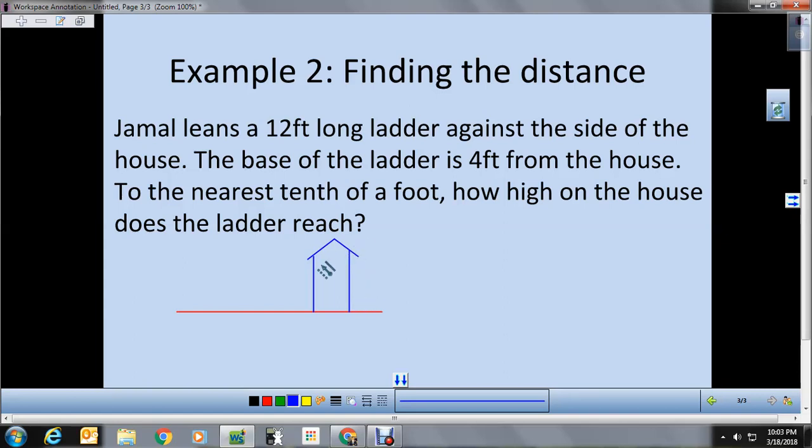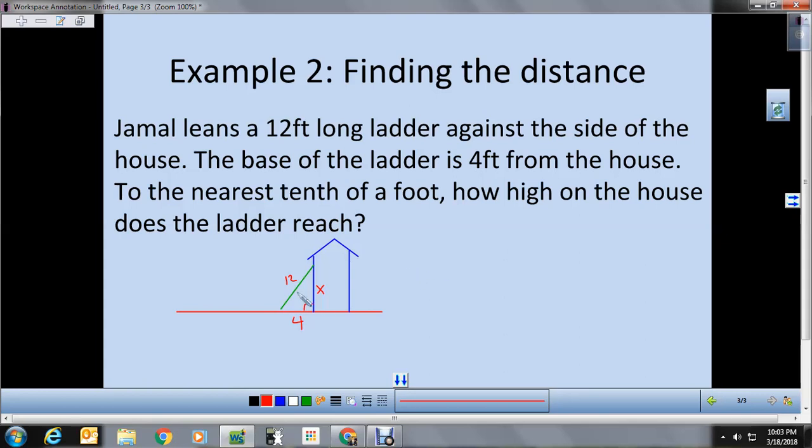Now, the next thing we're going to do is lay this ladder up against the house. So here's our ladder. Now, this ladder is 12 feet long, so we're going to put 12 feet right here. It says the base of the ladder, which would be the one next to the ground, is 4 feet from the house. So we have 4 feet, and that means we want to know how high on the house, which means this is going to be our x. Once again, this is our right angle. And now it's time to just set up our Pythagorean theorem.